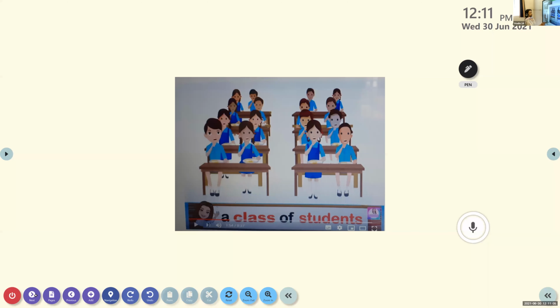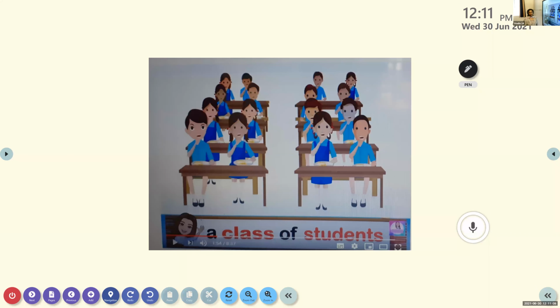You can see here a group of students sitting in a class. The collective noun that refers to a group of students is a class of students. What do we say, children? A class of students. Is that clear? A class of students. Now let's move on to the next one.